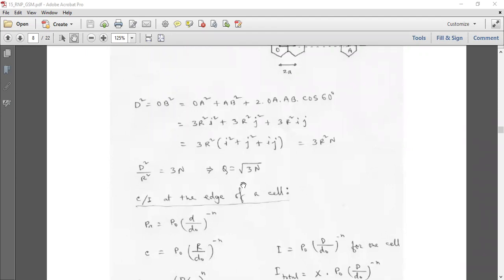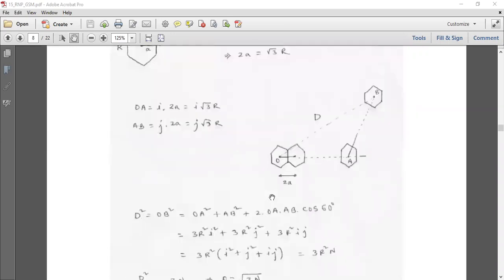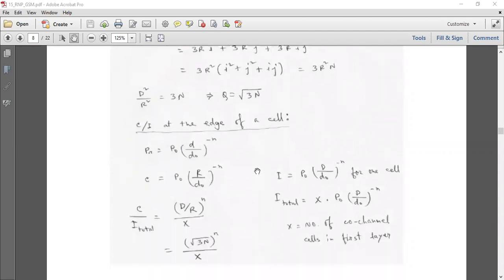So Q, the co-channel reuse ratio, is root over 3N. Previously we used the term frequency reuse ratio, and here it is co-channel reuse ratio.